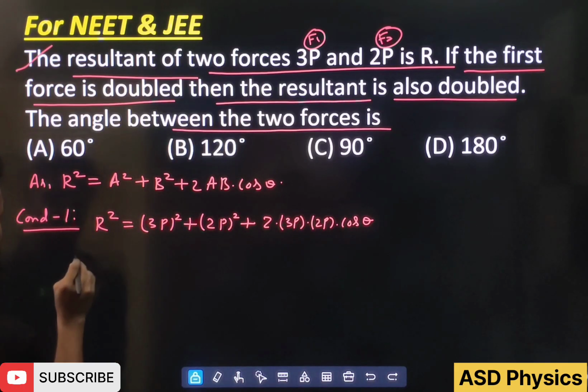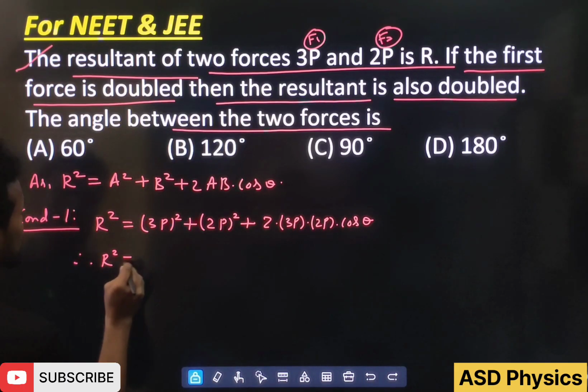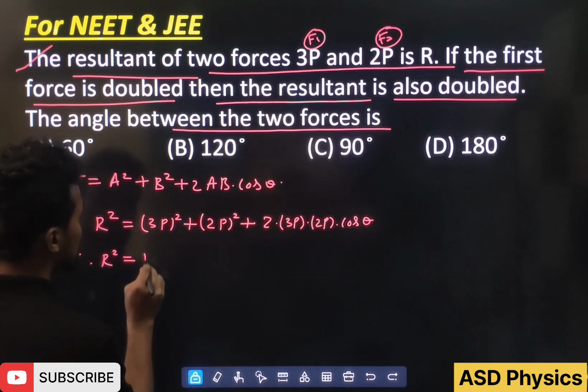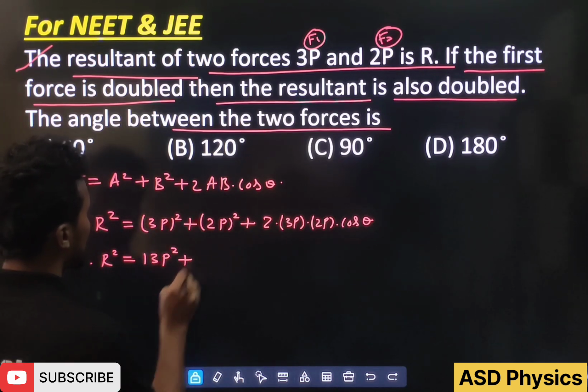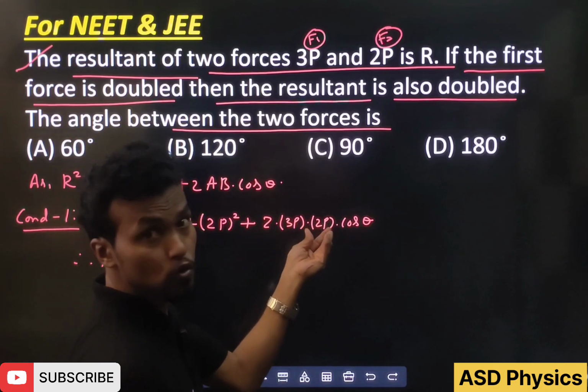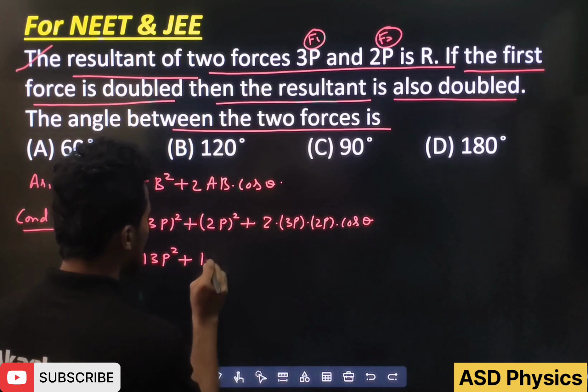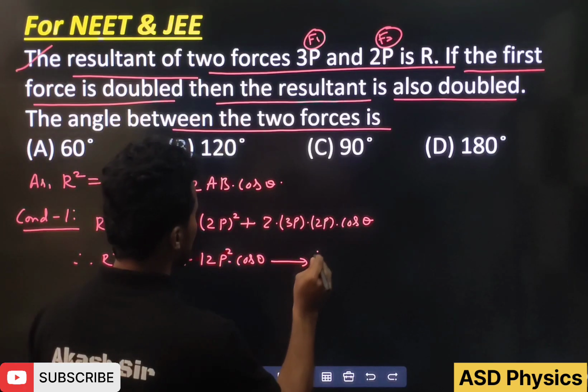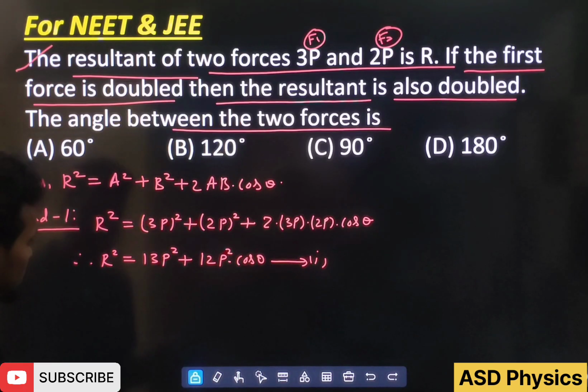Now let's simplify this. R square equals 9P square plus 4P square, so 9 plus 4 is 13P square, plus 3 into 2 is 6, 6 into 2 is 12, so 12P square cos theta. This is equation 1.